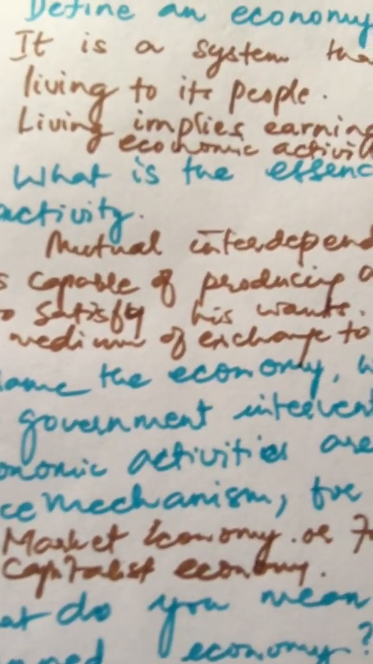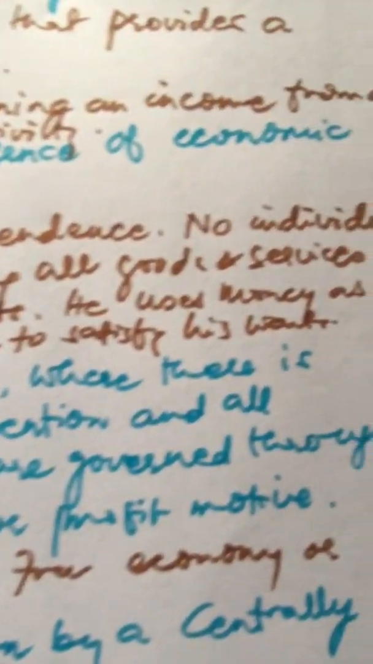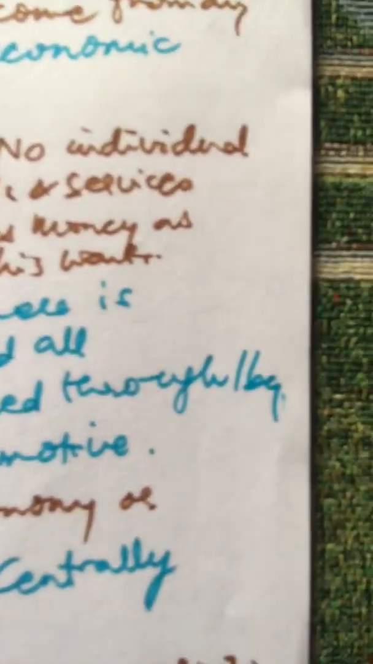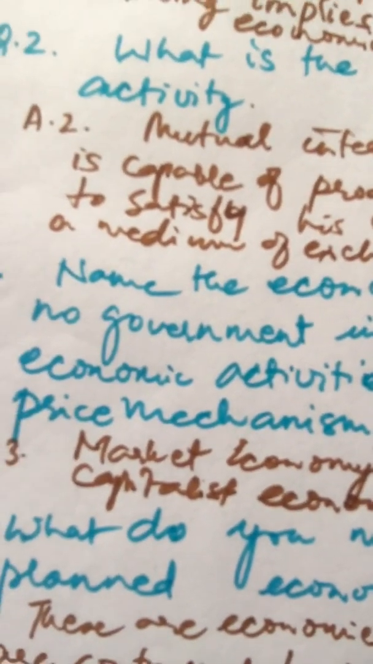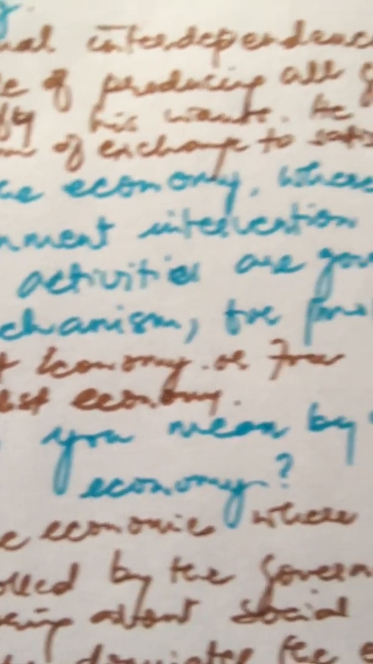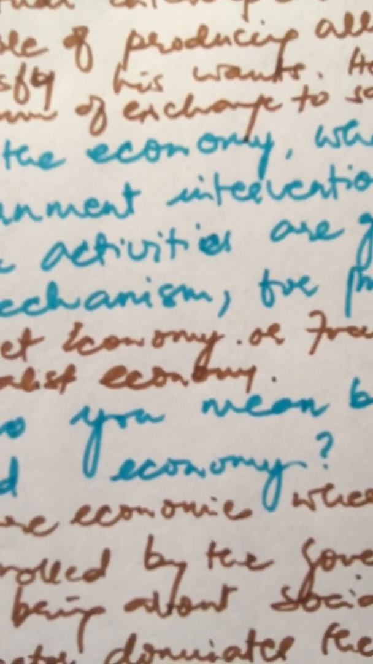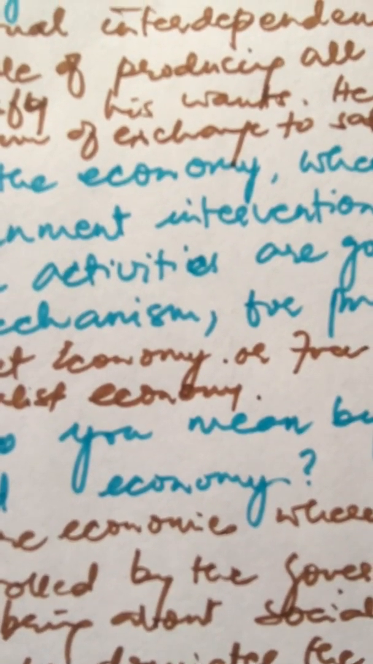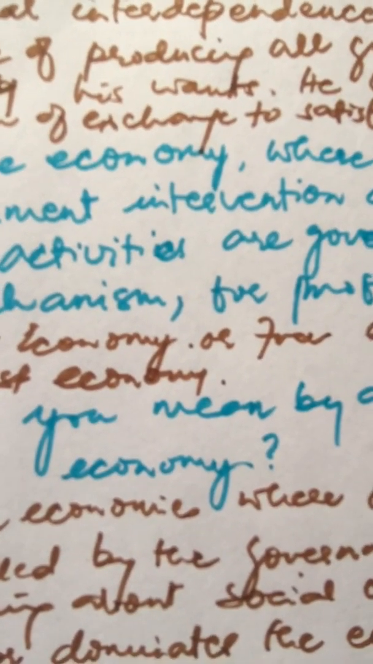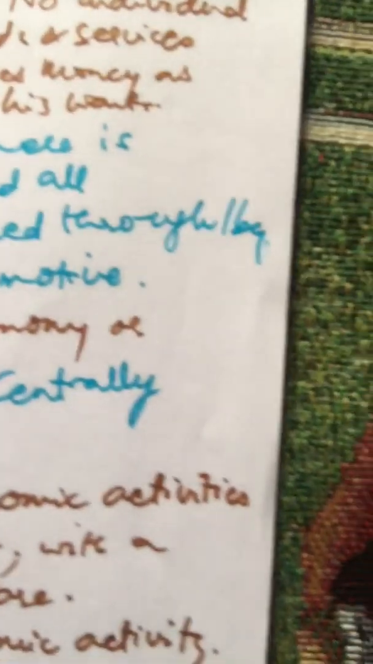The next question is, name the economy where there is no government intervention at all. Economic activities are governed by price mechanism for profit motive. Answer is, that's market economy or free economy or the capitalist economy. That means all economic activities are governed by the forces of demand and supply, which is known as price mechanism, and it is for profit motive.